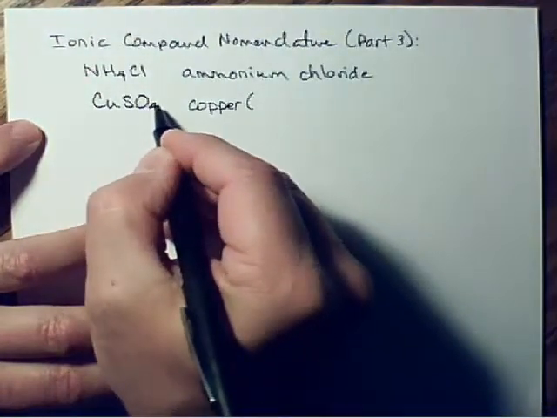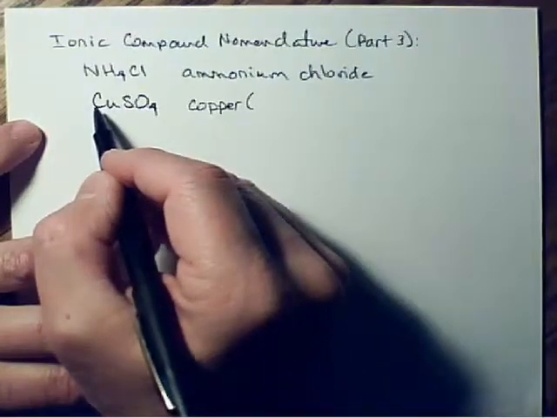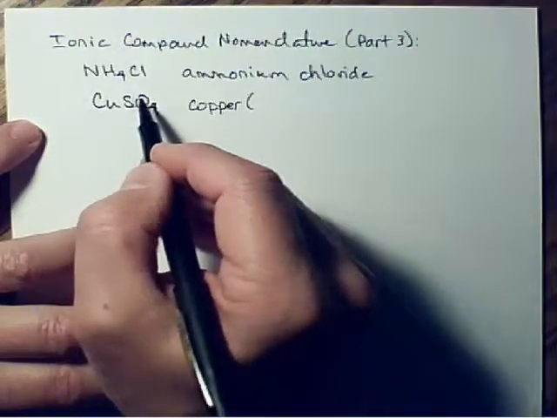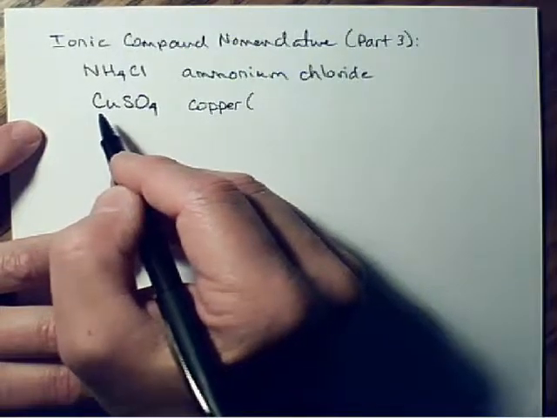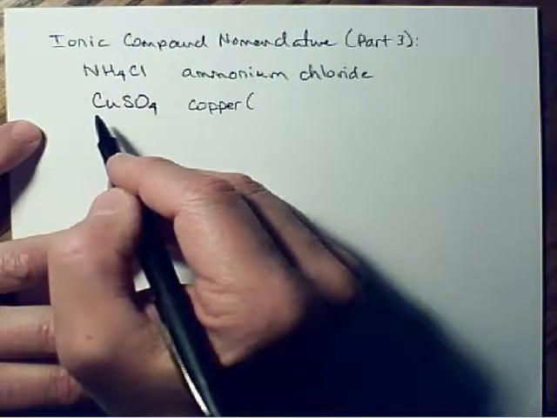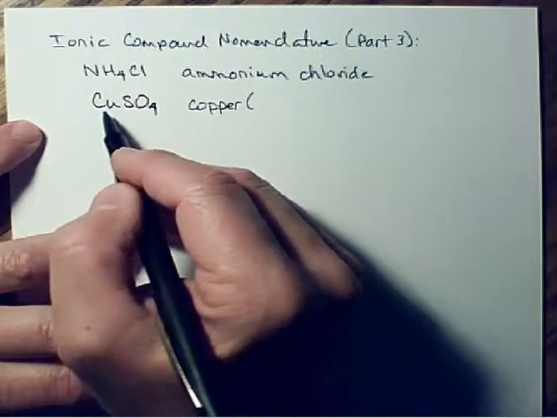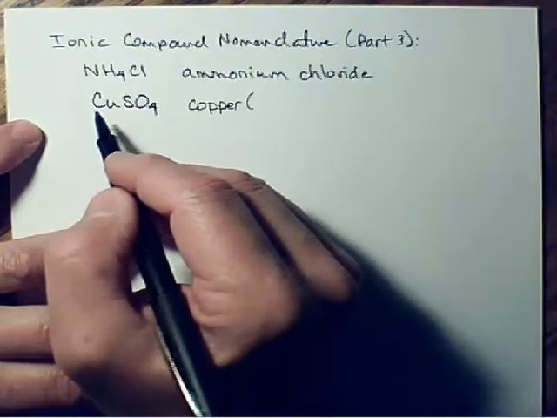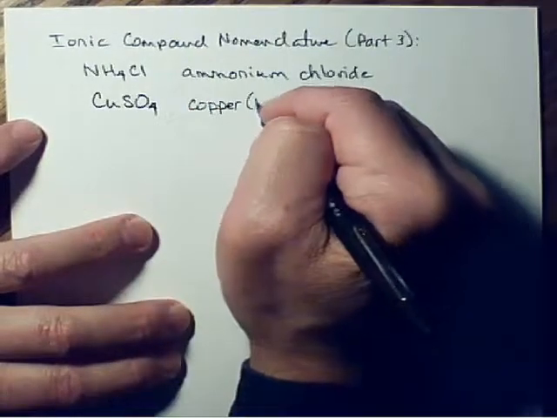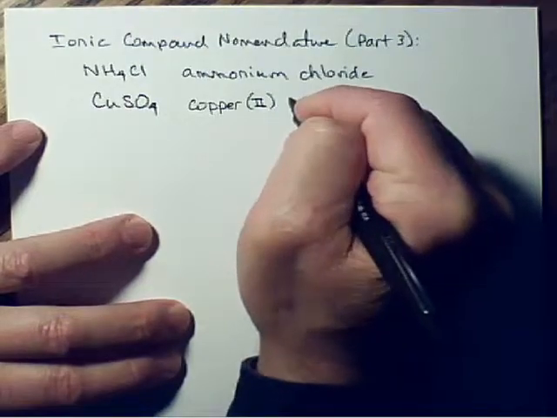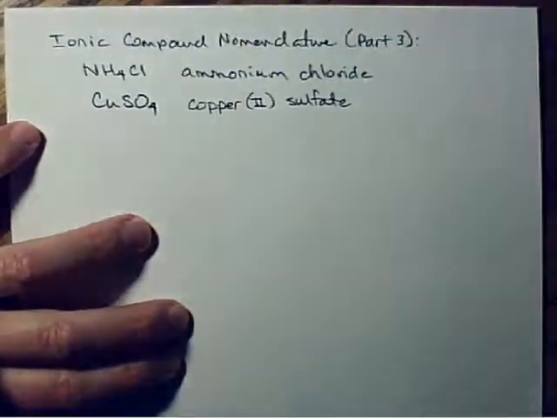Sulfate has a 2 negative charge, so for one copper and one sulfate to be charge balanced, to be neutral overall, the copper has to have a 2+ charge. Since copper has more than one oxidation number, it could be either 1+ or 2+, we have to designate which one it is with a Roman numeral. This is copper 2, that's what you call copper with a 2+ charge, copper 2 sulfate. Okay.